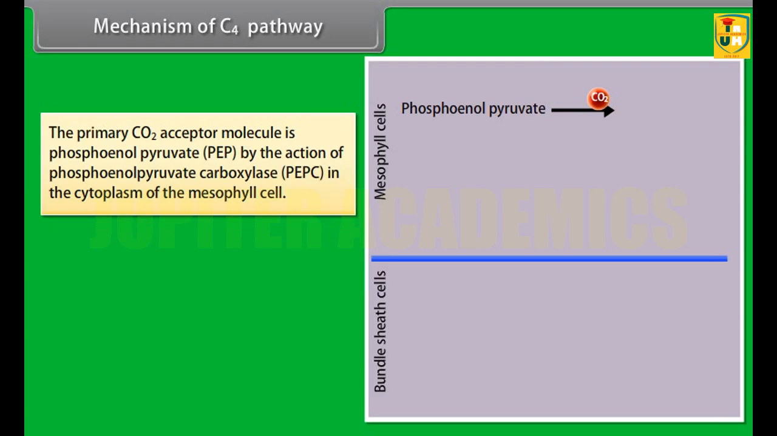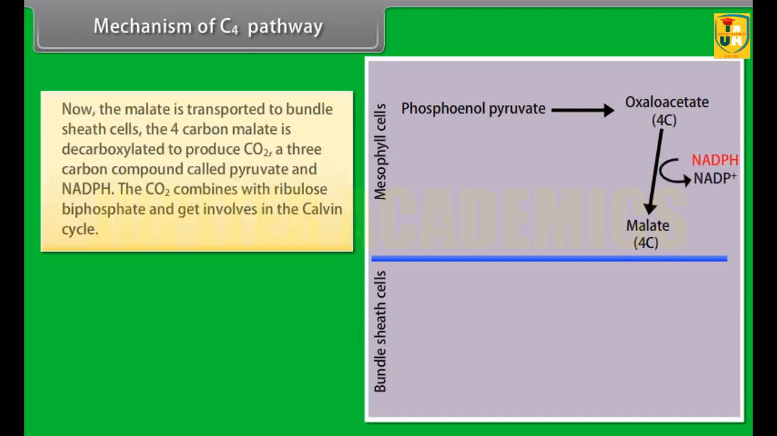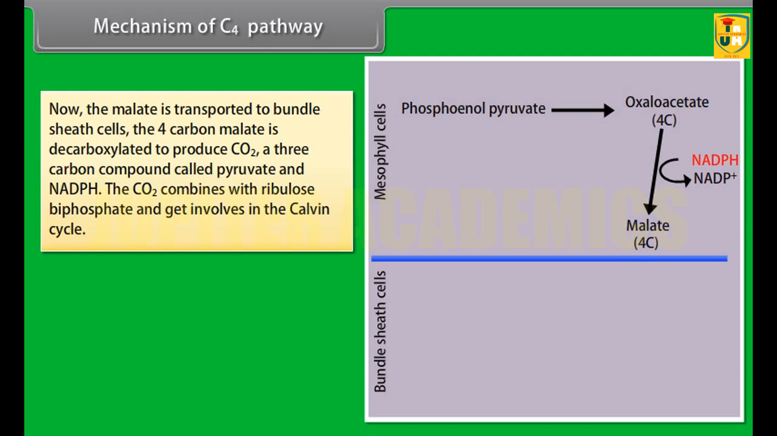Mechanism of C4 pathway. The primary carbon dioxide acceptor molecule is phosphoenol pyruvate, by the action of phosphoenol pyruvate carboxylase in the cytoplasm of the mesophyll cell. It produces a 4-carbon compound, oxaloacetate, and it is converted into another 4-carbon compound called malate and produces NADPH. Now, the malate is transported to bundle sheath cells. The 4-carbon malate is decarboxylated to produce carbon dioxide, a 3-carbon compound called pyruvate, and NADPH.